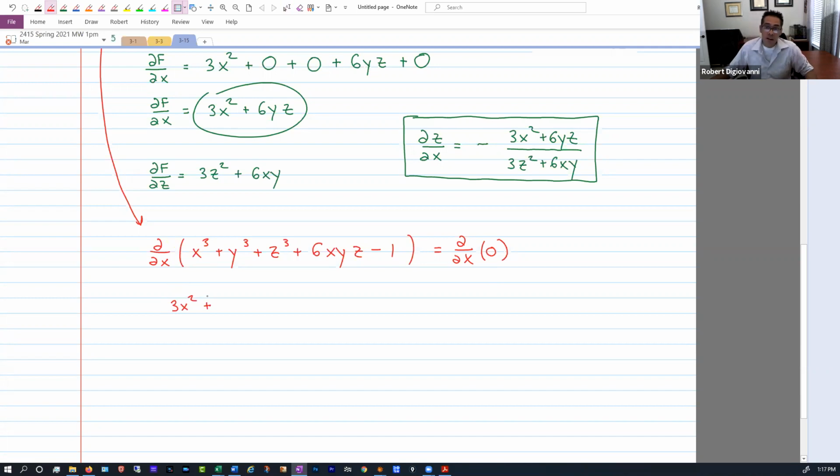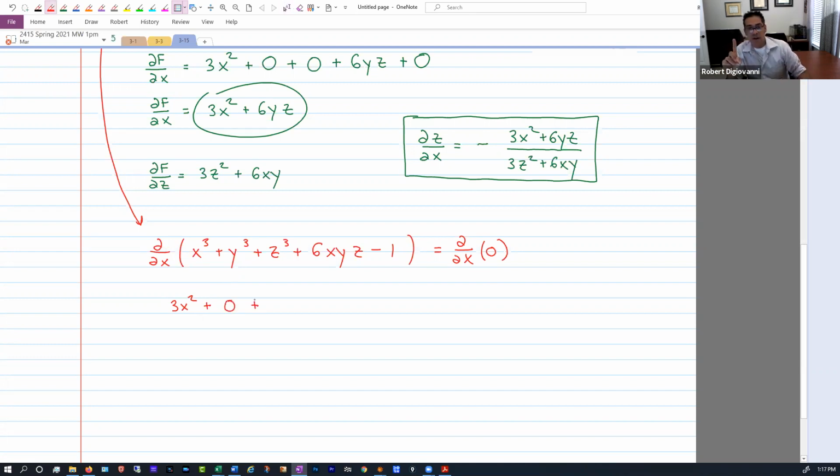Plus, now this is where things get weird, because what is the partial with respect to x of this, right? Well, we treat that like a constant, don't we? Because we're doing the partial with respect to x. That means you hold y constant. So that should be 0.